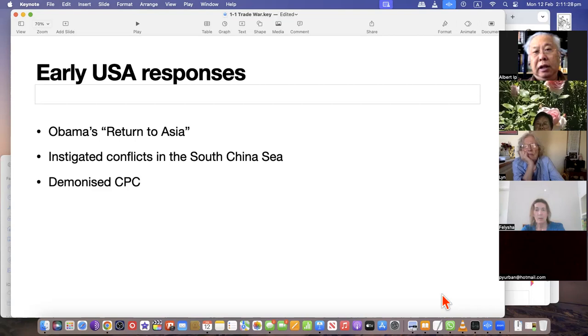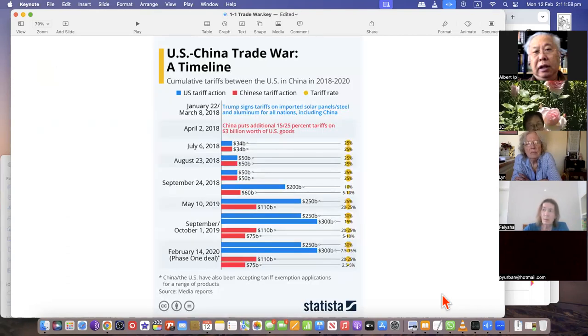And then at the same time, the U.S. started to instigate conflicts in the South China Sea and started to demoralize the Communist Party of China. They all come at around 2010 and thereon. Therefore, we have to look at it from a historical point of view to understand why, after Obama, we have a trade war. So the actual trade war started on July 6, 2018.